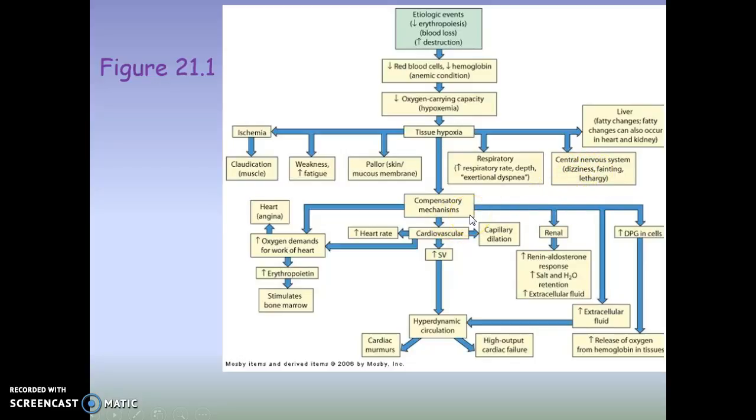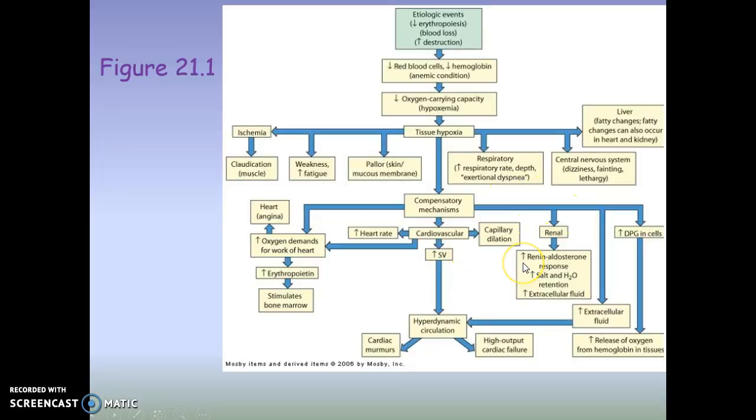So to compensate for reduced oxygen within the blood, now it's going to go to the heart to compensate. The cardiovascular system is going to increase heart rate. There's going to be capillary dilation. There's going to be increased stroke volume, and that is going to lead to hyperdynamic circulation. It can lead to cardiac murmurs, heart murmurs, and unfortunately then high output cardiac failure, which we will talk about in the cardiovascular system. All right, the renal system is going to get involved.